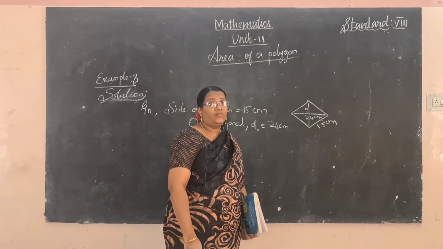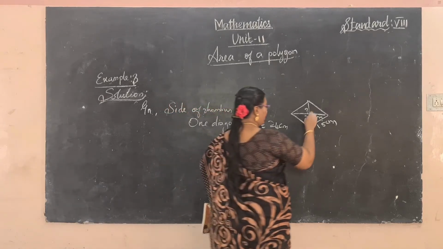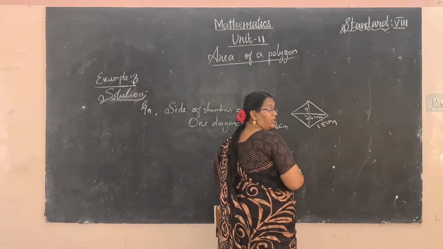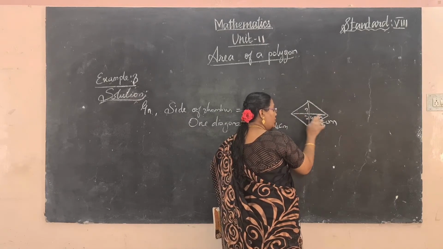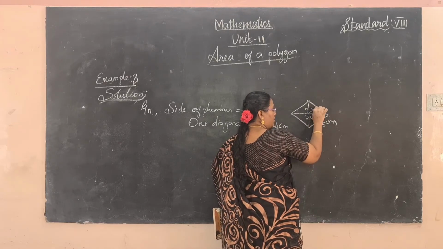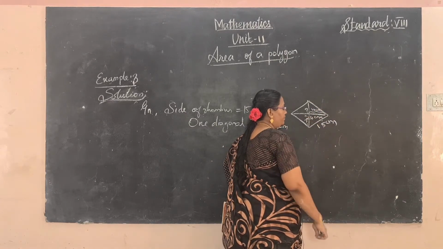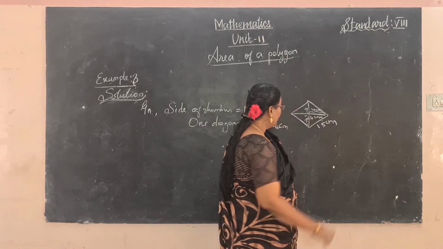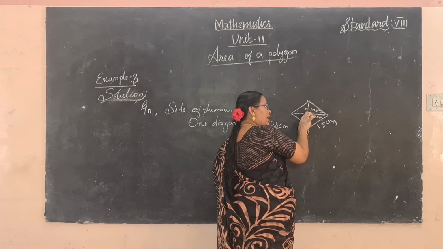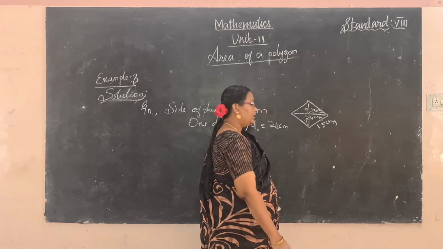You know the properties of rhombus. The diagonals bisect each other at right angles. So the diagonals equally divide. So here 24 centimeter, half of this distance is 12 centimeter. By using the Pythagoras theorem, we calculate this side, and after that we multiply twice this distance, we get the whole diagonal D2.